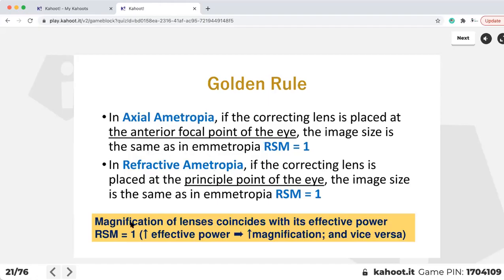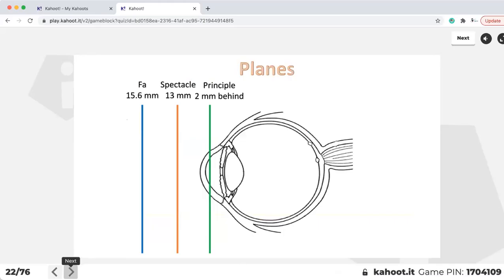So when we talk about relative spectacle magnification, it is the same as when we are talking about the effective power of the lens. Both are the same. If the magnification will increase, this means that the effective power will increase. If the magnification is decreasing, then the effective power of the eye is decreasing. So let's now see the next slides, which will enlighten you more about these kinds of questions.